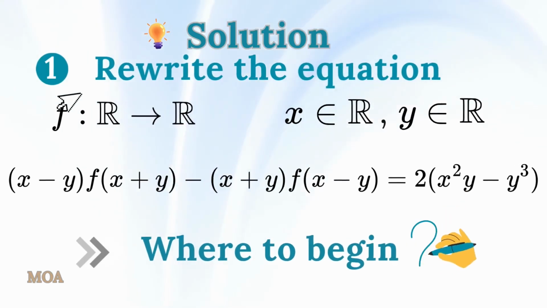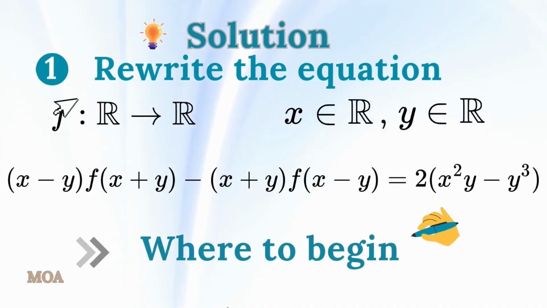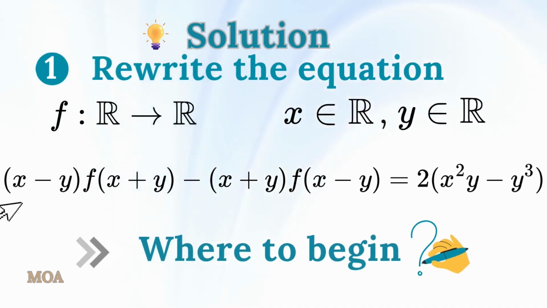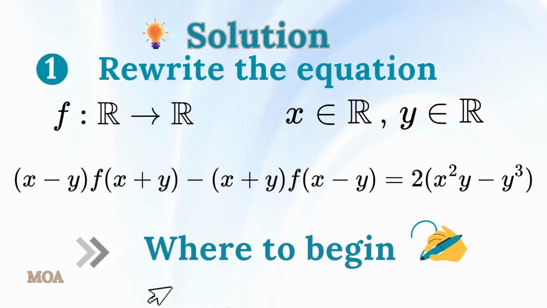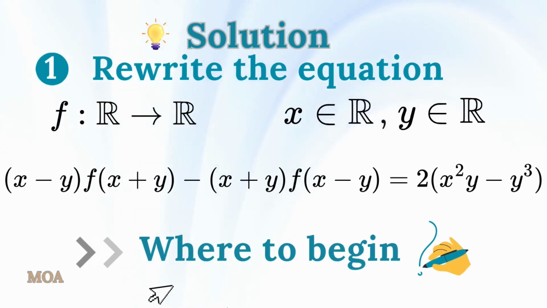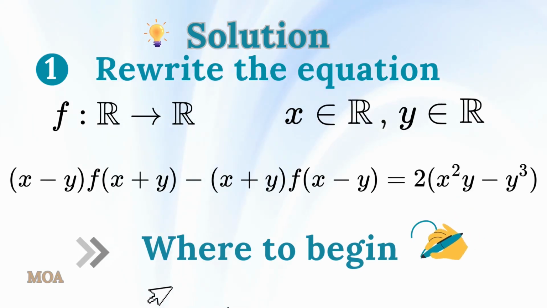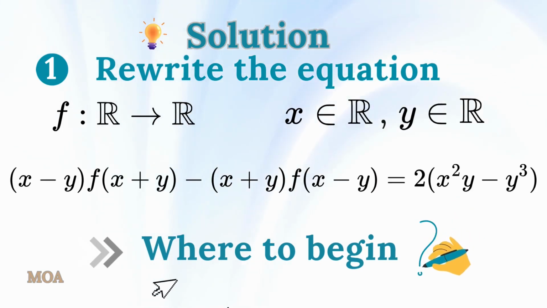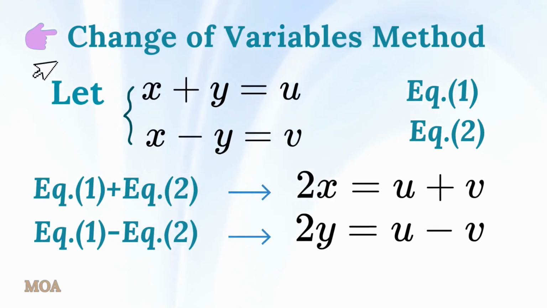Well, before initiating the solution, let us rewrite the original equation, where x and y are two real numbers. Now, many students ask, where do we begin to solve this equation correctly and rapidly? To solve this type of equation correctly, we substitute simple expressions for x and y to reduce it to a single variable form. To do this, we adopt the change of variables method.